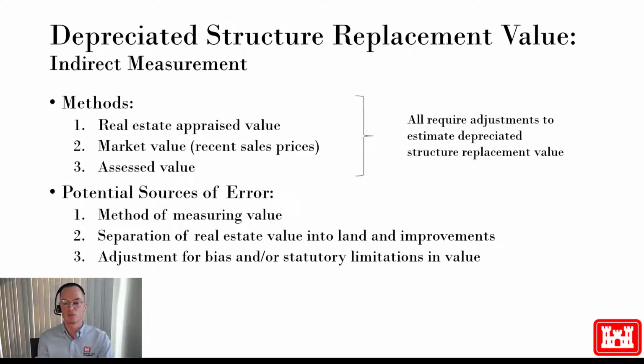Methods of indirect measurement of the depreciated structure replacement value include real estate appraised value, market value, which comes from recent sales prices, or an assessed value from a tax assessor's database. All of these methods require adjustments to the primary data to get an estimate of the depreciated structure replacement value. Potential sources of error that could result from the indirect method include error measuring the depreciated structure replacement value, and this could depend on the method, the separation of the real estate value into land and improvements, and the adjustment for bias and/or statutory limitations in value. There is one possible advantage over the direct method, and that is the availability of this kind of data.